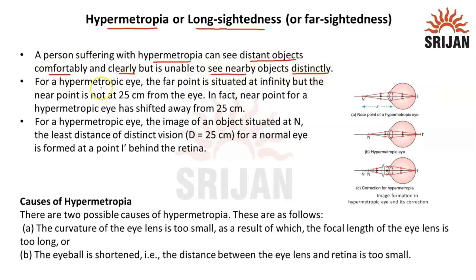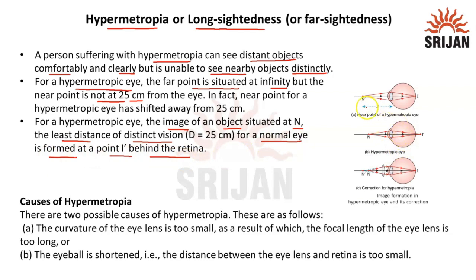For a hypermetropic eye, the far point is situated at infinity, but the near point is not at 25 centimeter. This is actually opposite of what we studied in myopia, where the far point is shifted but the near point is at 25 centimeter. Here the far point is at infinity only, but the near point is shifted away from 25 centimeter. For a hypermetropic eye, the image of an object situated at N, the least distance of distinct vision for a normal eye, is formed at point I dash behind the retina.